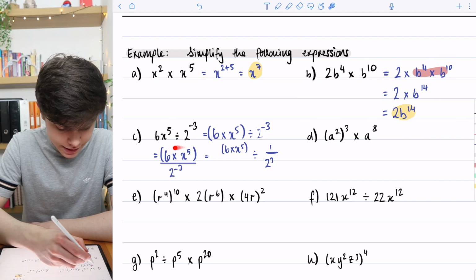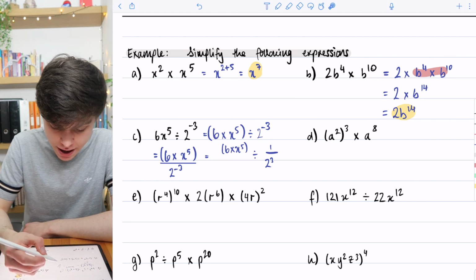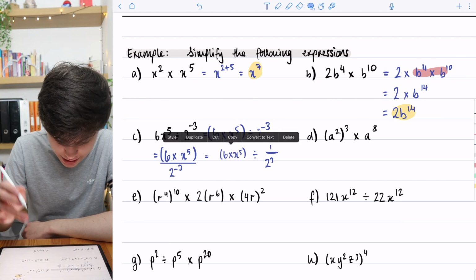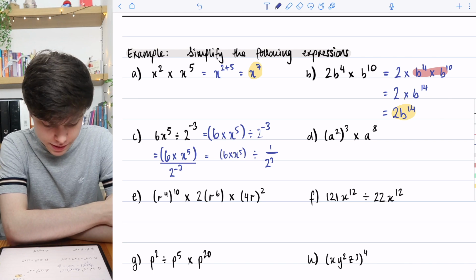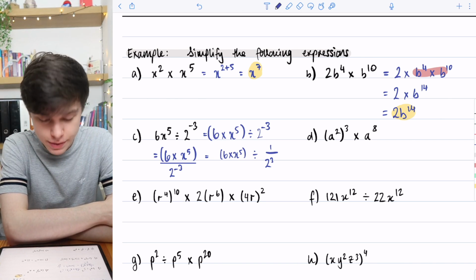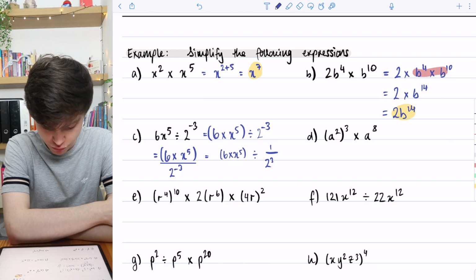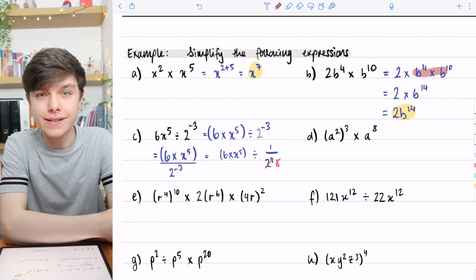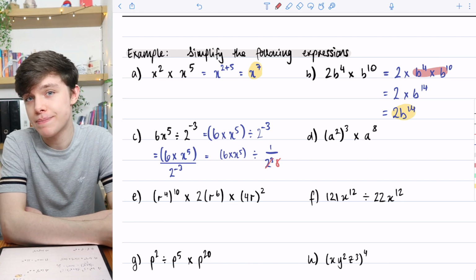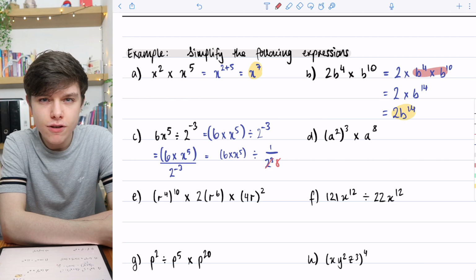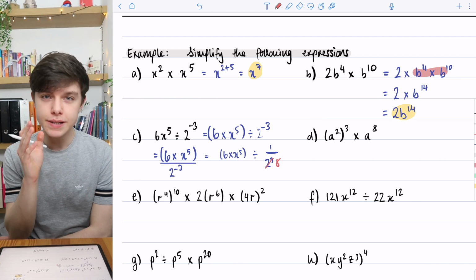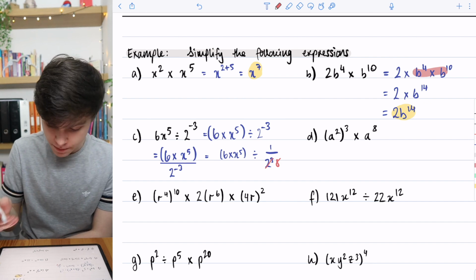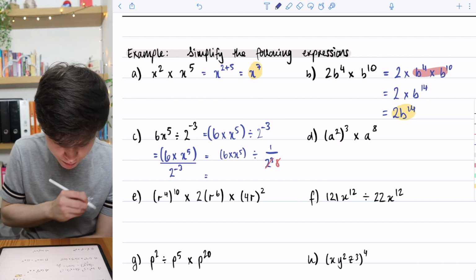Just note I wrote that as a fraction because that's equivalent, and it might be easier for you to think about it like this. So what we're doing is 6 times x to the 5, divided by 1 over 2 to the 3. But I can replace 2 to the 3 by 8, because we know what 2 to the power of 3 is. And if you remember from GCSE, when we divide by a fraction, we multiply and flip the fraction.